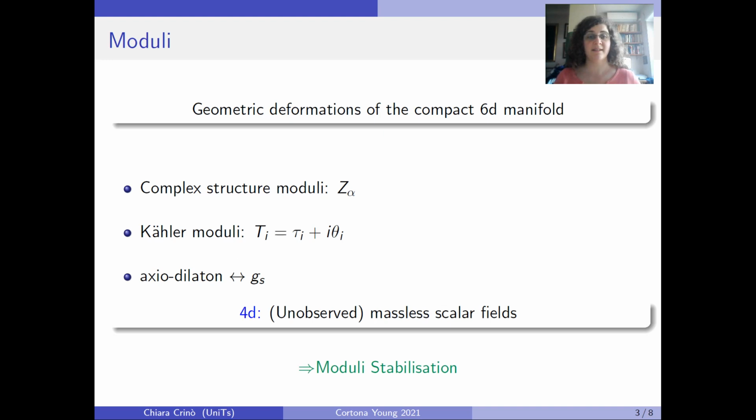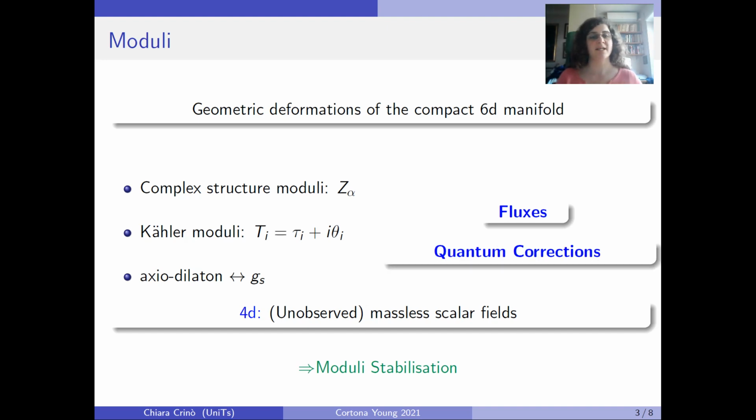The problem is that in the 4-dimensional low-energy limit, these geometric deformations correspond to massless scalar fields that are of course unobserved in reality. Therefore, we need to modify our theory so that all these moduli can be stabilized with large enough mass. We already know that this is possible, and in particular, if we turn on fluxes, we can stabilize all the complex structure moduli and the axio-dilaton, while if we consider also quantum corrections, we can stabilize the Kähler moduli.